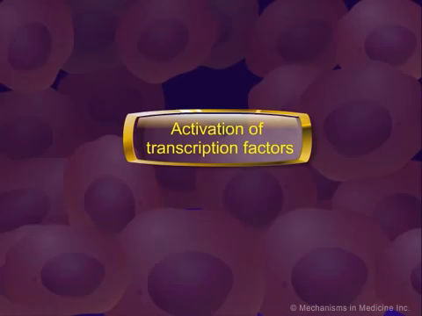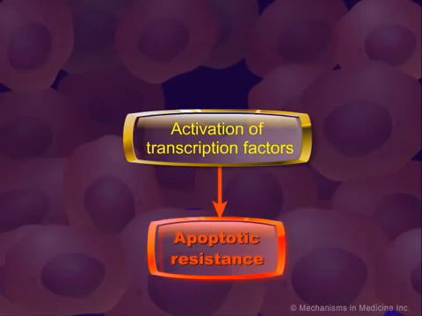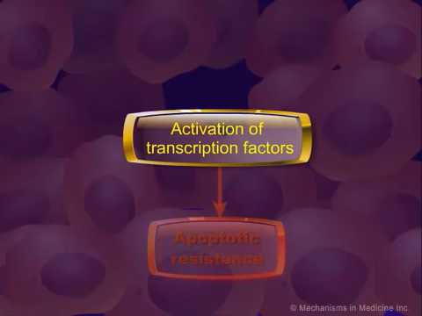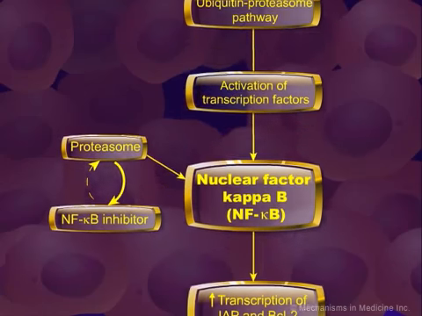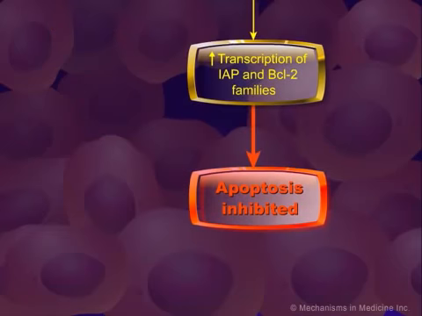Activation of transcription factors can lead to apoptotic resistance. This occurs, for example, when members of the nuclear factor kappa B, or NF-kappa B, family of transcription factors are overexpressed in certain tumors, which leads to increased transcription of anti-apoptotic members of the IAP and BCL2 families.